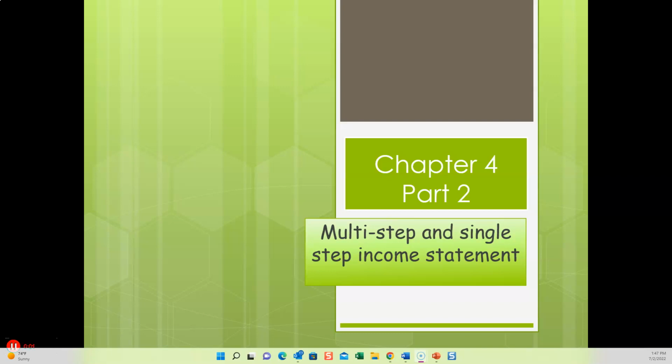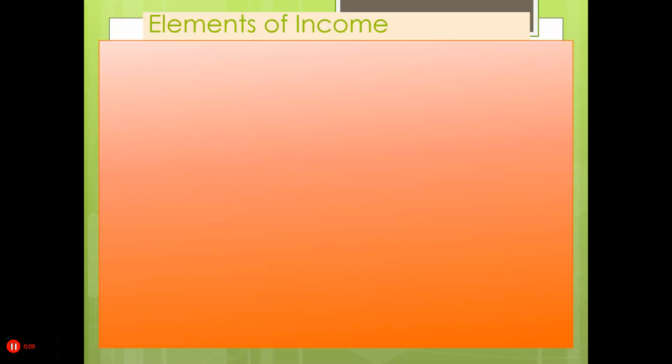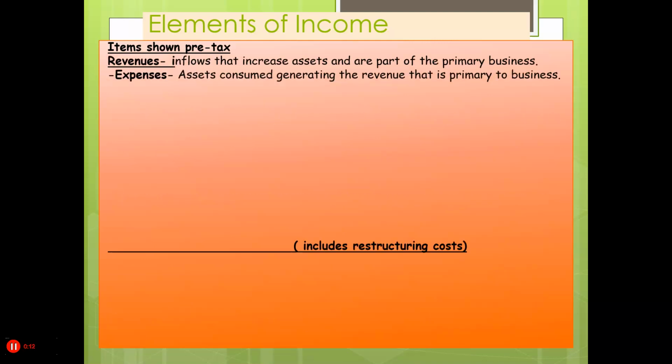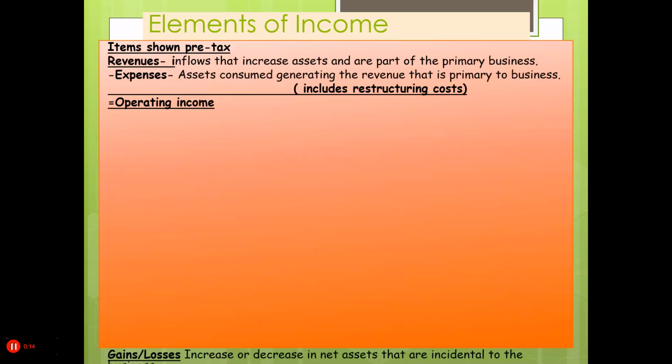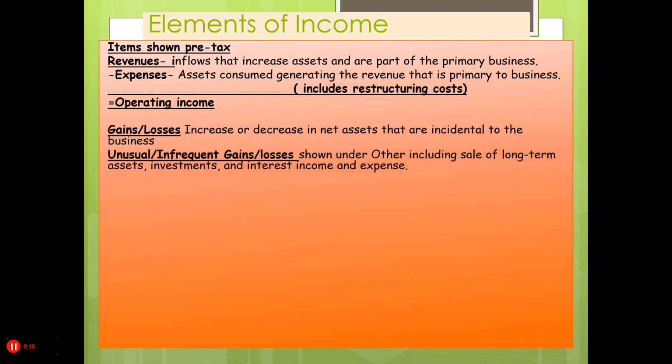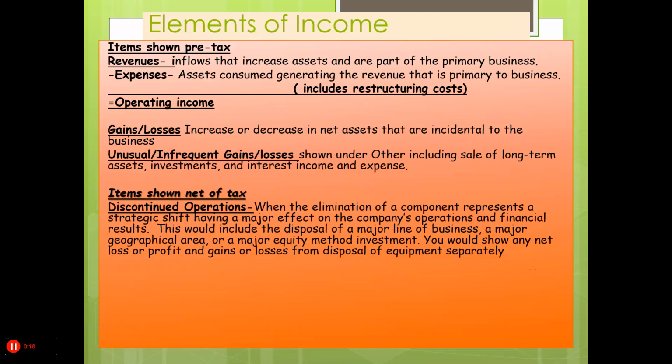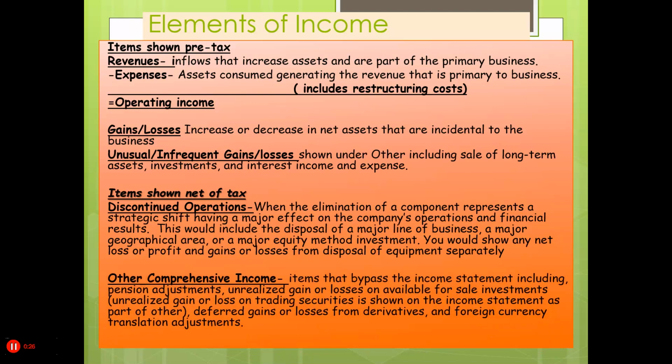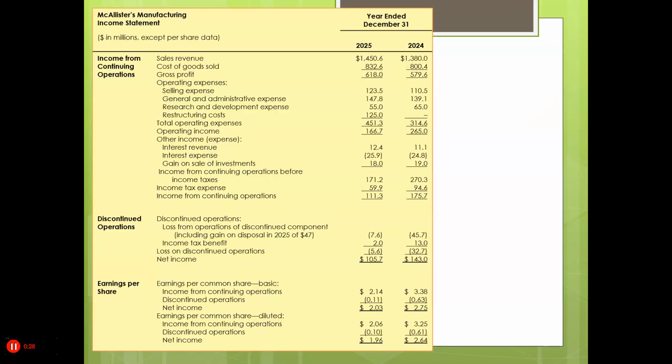This is Chapter 4, Part 2. Now we're going to walk through a multi-step and single-step income statement. We've already gone over in Part 1 the elements of the income statement. We have what we call operating income, and then income from continuing operations. Then we have the items that are always shown net of tax, such as discontinued operations and other comprehensive income. So let's look at a financial statement.